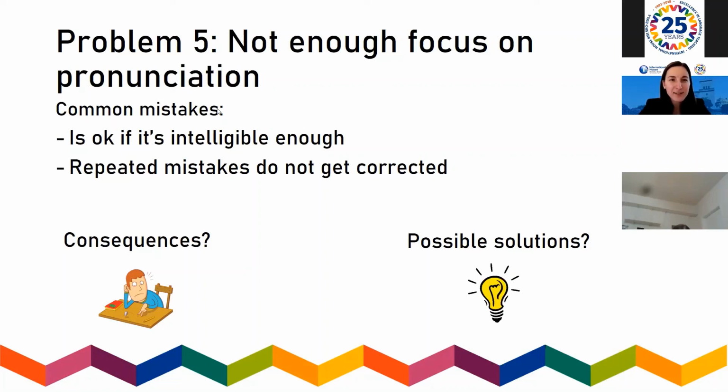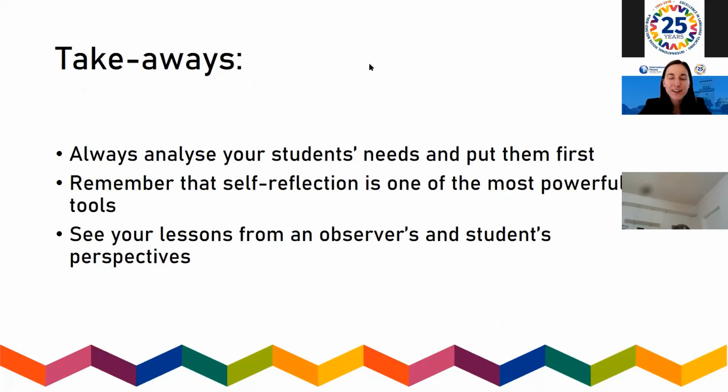This was the last area I wanted to focus on, and I think the main takeaways for us today from those four problem areas are basically the following. We should always remember to analyze our students' needs, put them first, and analyze their language. And we should self-reflect as well. If we don't do it, I don't think our students can be helped. We should reflect after each lesson.